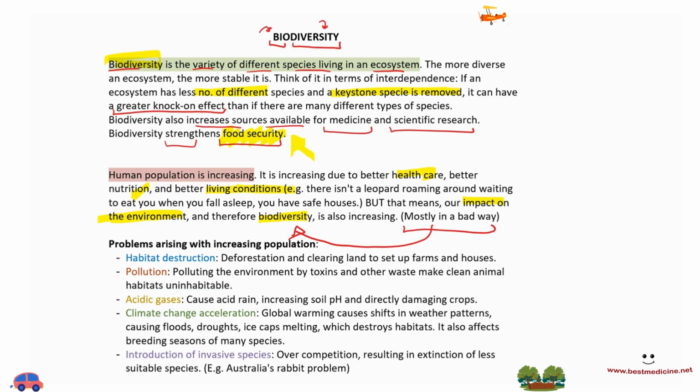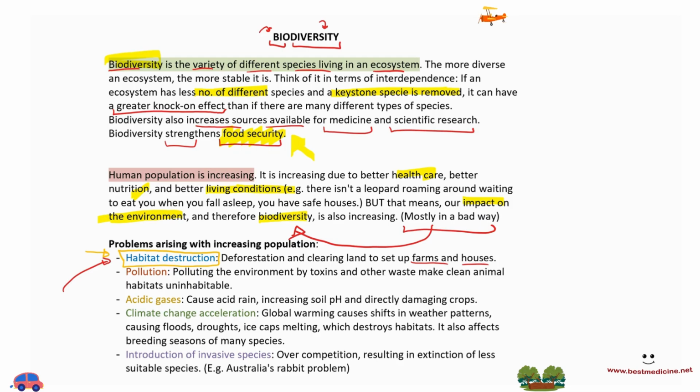Now here are some of the problems that are arising with increasing population. Number one, because we're increasing population, we're destroying forests and clearing land to set up farms and houses, and we call that urbanization. So urbanization, habitat destruction, is a very important thing. You destroy habitats, you destroy the number of species living there, and that can result in decreased biodiversity.